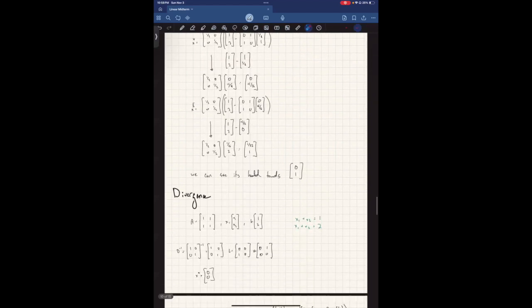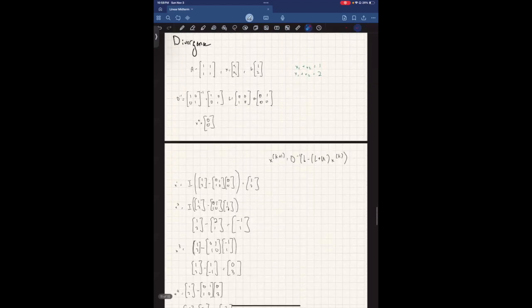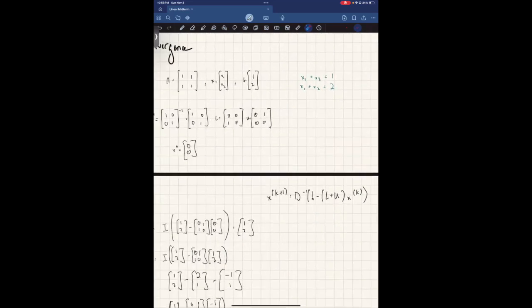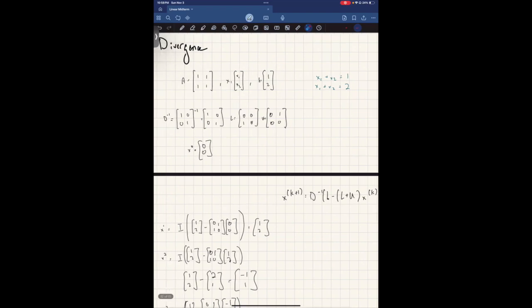And so going to the divergence for the Jacobi method, we see the same thing. So we have the equation that we used for divergence of the Gauss-Seidel method. x1 plus x2 is equal to 1, and x1 plus x2 is equal to 2. Obviously, this isn't going to work. And so setting up our A, a 2 by 2 matrix of 1s, and then x, x1, x2, and b, 1, 2. We find our diagonal, which is just the identity matrix. So the inverse of that is also the identity matrix.